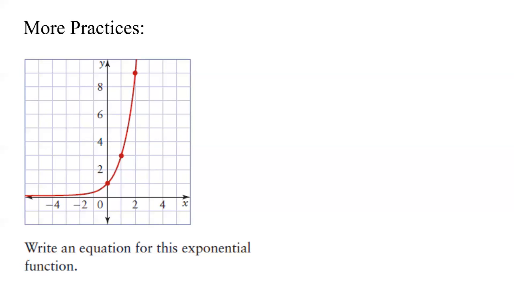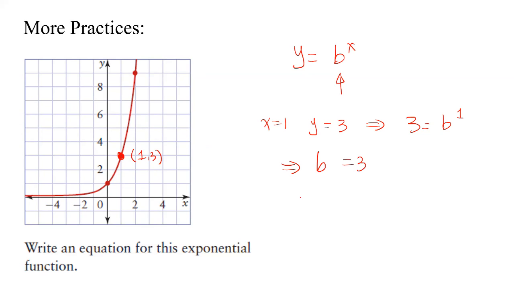Okay, any ideas? The form of the function should look like this, right? y equals b raised to the x. And in order to find the value of b, we can put any point on this curve in, right? For example, we put this point in. This point is (1, 3), right? So x is 1, y is 3. So that means 3 equals b raised to 1. So b is 3, right? Therefore, the function is y equals 3 raised to the x.